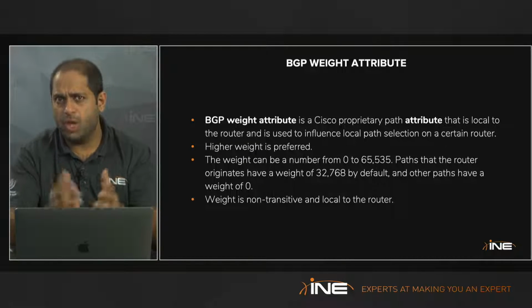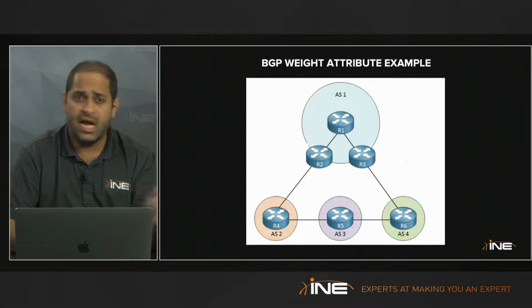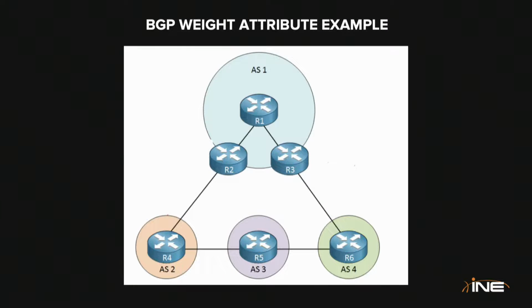So to demonstrate how weight is going to work, we will look at this diagram here. So here I have 3 routers in AS1, R1, R2, and R3. And I have R4, which is in AS2, R5 is in AS3, and R6 is in AS4. All my BGP neighborship has been pre-configured at this point of time. So let me in fact quickly show you my BGP neighborship.